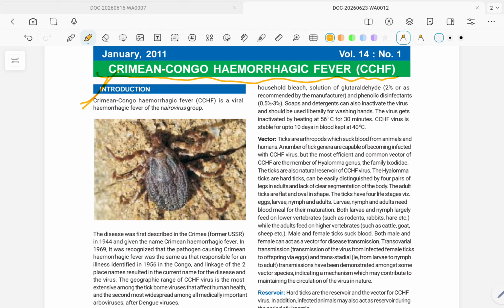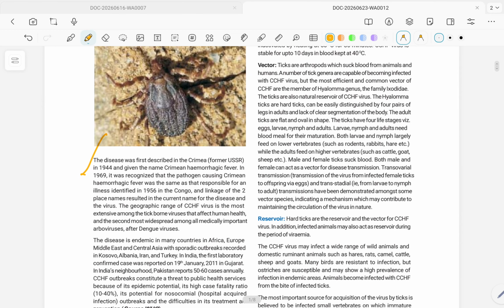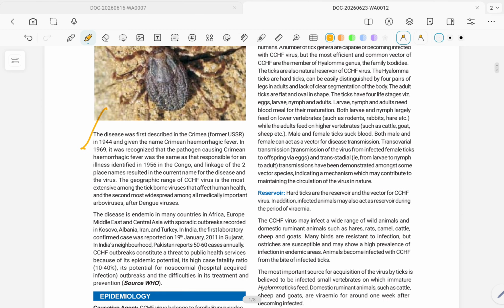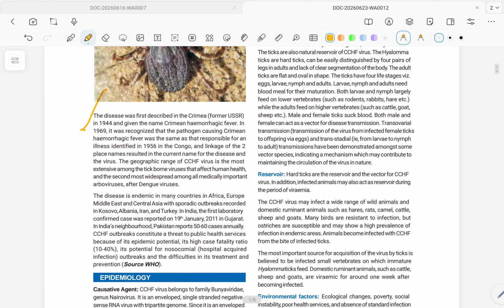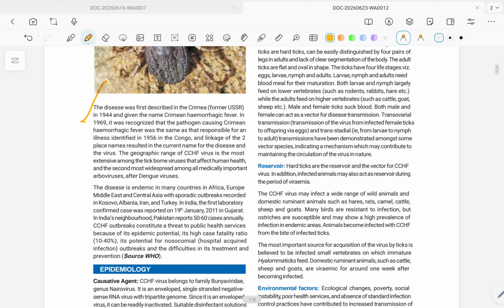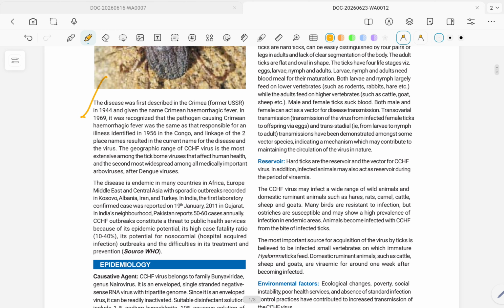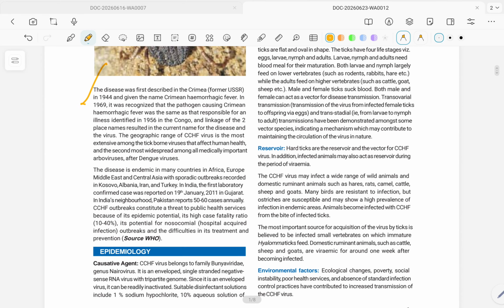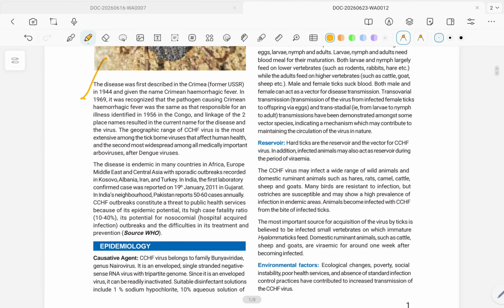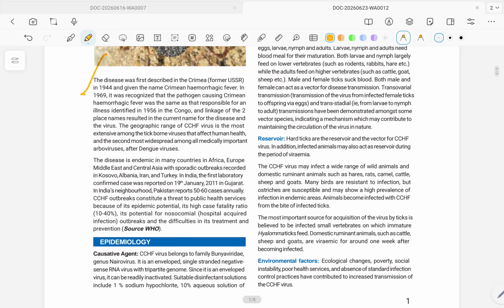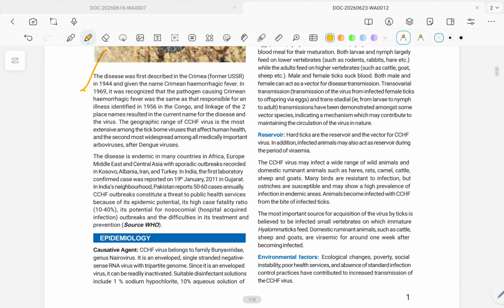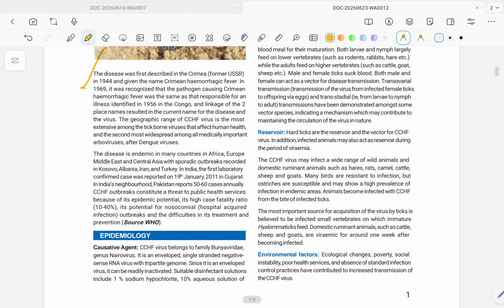Crimean Congo Hemorrhagic Fever, CCHF, is a viral hemorrhagic fever of the nairovirus group. The disease was first described in the Crimea, former USSR, in 1944 and given the name Crimean hemorrhagic fever. In 1969, it was recognized that the pathogen causing Crimean hemorrhagic fever was the same as the one responsible for an illness identified in 1956 in the Congo, and linkage of the two places' names resulted in the current name for the disease and the virus.